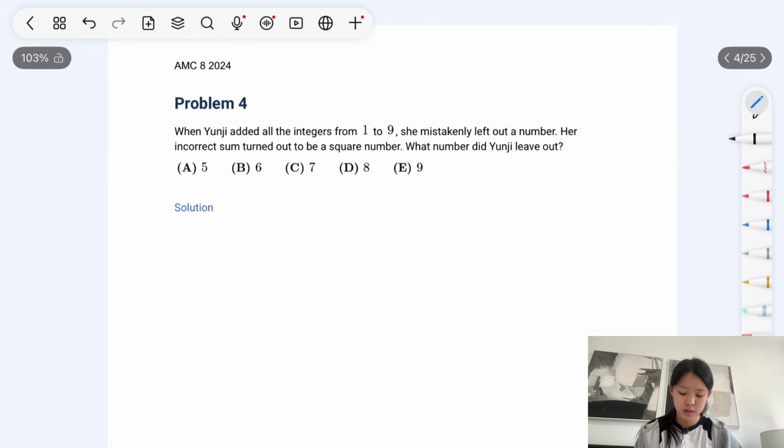Problem 4. When Yoonji adds up all the integers from 1 to 9, she mistakenly left out a number. Her incorrect sum turned out to be a square number. What number did Yoonji leave out?